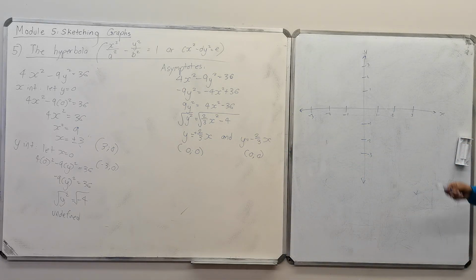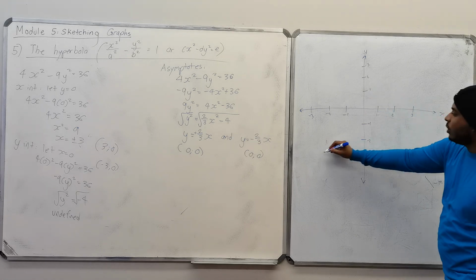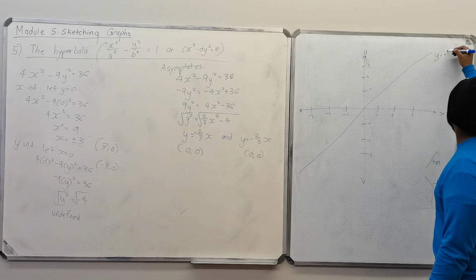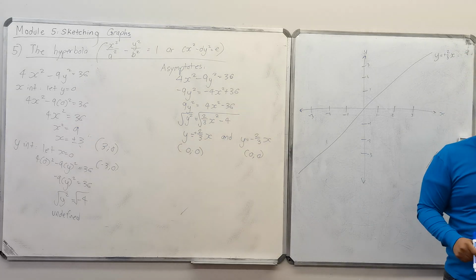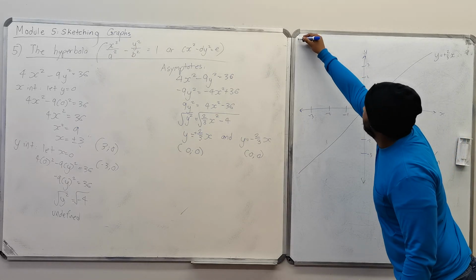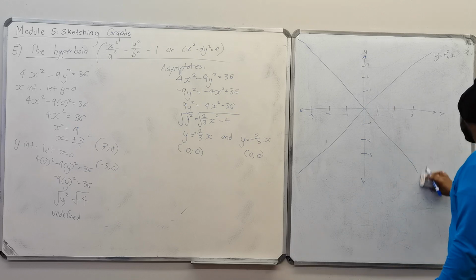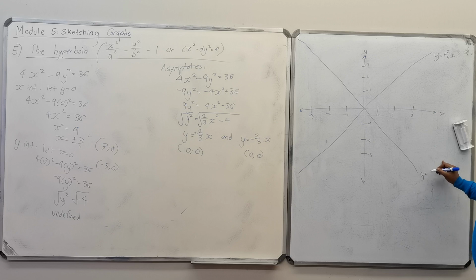Now, we know your asymptote cuts at what point? 0 and 0. Your gradient: remember in straight lines, if it's a positive gradient, it looks something like that. If it's a negative gradient, it looks like that. So your one asymptote would look like this. This is y is equal to positive 2 over 3x. And your other one is y is equal to negative 2 over 3x.